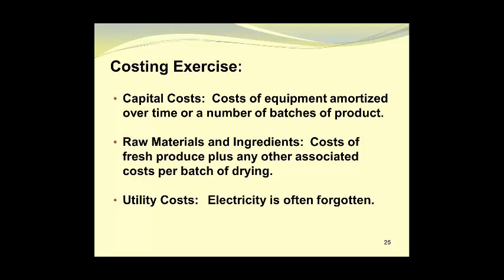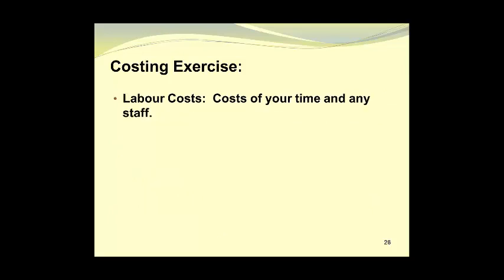We also have utility costs. Electricity is often forgotten, but it is a very important cost factor and should be on everyone's list. We have water, and we also have disposal cost if you make some off-spec product, or if you have product that hasn't been sold and you need to get rid of it. Labor costs. This is the cost of your time and any of the staff members that you employ. Always remember to pay yourself. Your time is money, so include the cost of your labor when you're doing a costing exercise.